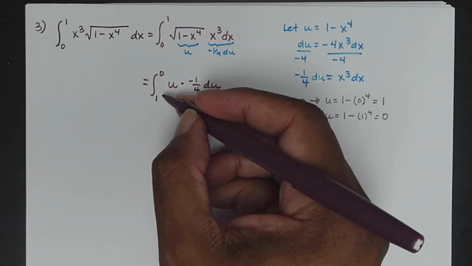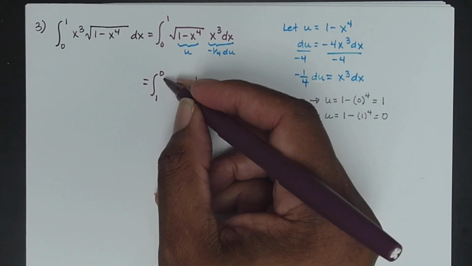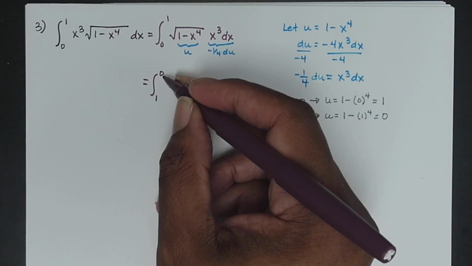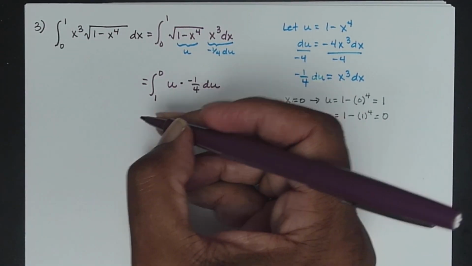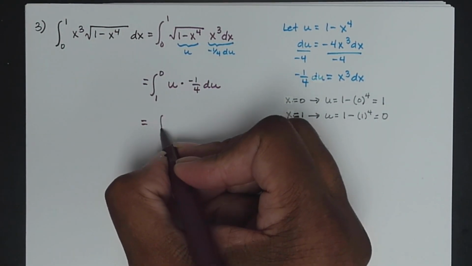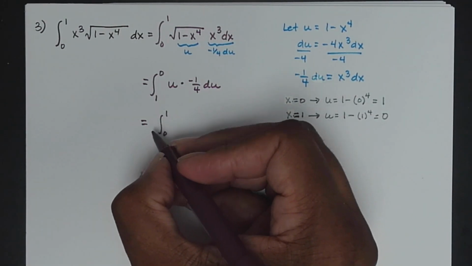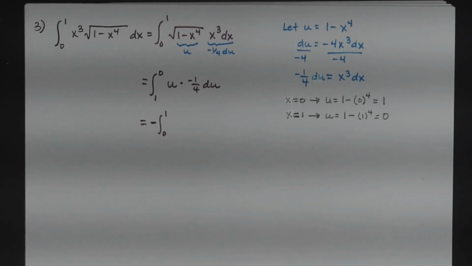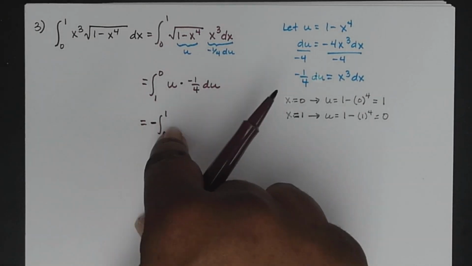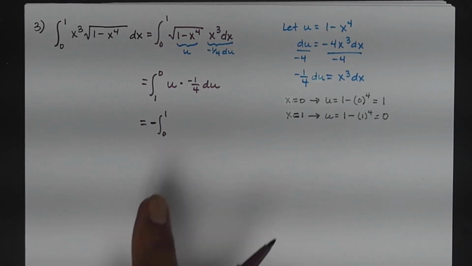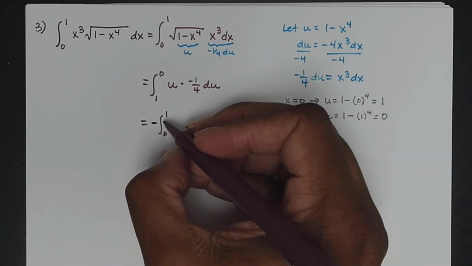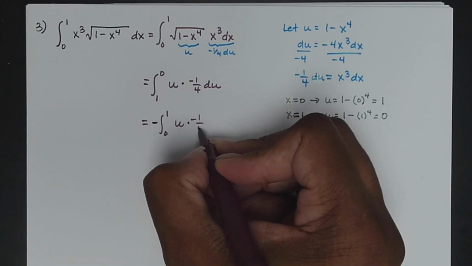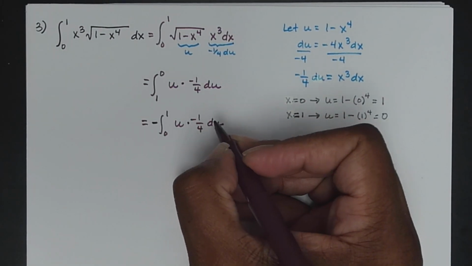And you know what I'm going to do here? My limits here are from the largest to smallest. It's got to be from smallest to largest. So I need to switch these limits of integration from 1 to 0 to 0 to 1. But if I do that, I got to put a negative sign in front of it, because this will represent the opposite of this. So the negative sign goes there. And I'll rewrite this as u times negative 1/4 du.